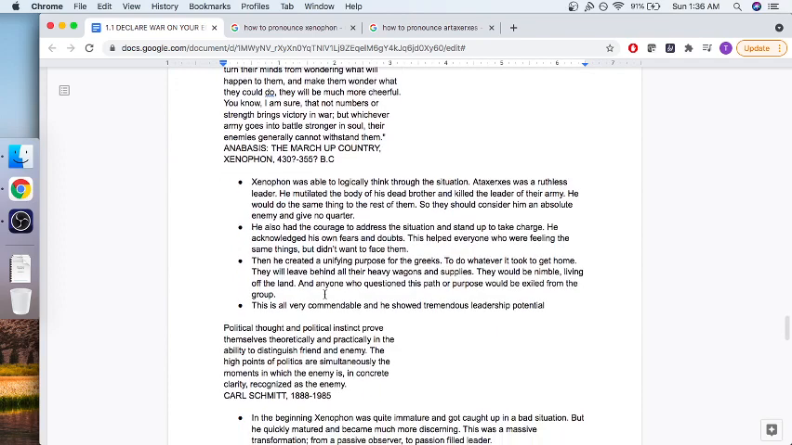Xenophon was able to logically think through the situation. Artaxerxes was a ruthless leader. He mutilated the body of his dead brother and killed the leader of their army. And he would do the same thing for the rest of them. So they should consider him an absolute enemy and give no quarter.